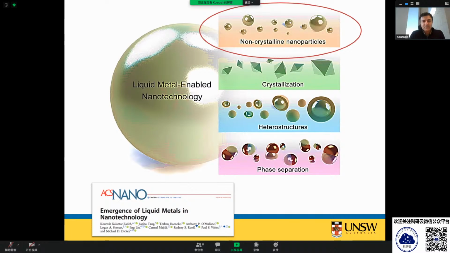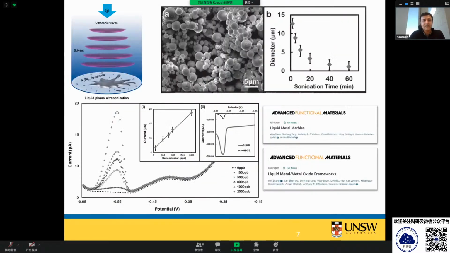Today I'm going to talk first about non-crystalline nanoparticles. These are liquid metal nanoparticles. What are they? Basically, you take a bulk of liquid metal gallium, or even bismuth tin, you heat them up, you make them liquid, and you sonicate them. During the sonication, they break down into smaller particles, very similar to when you have oil and water together, they are immiscible. When you start shaking oil and water into each other, you get droplets of oil in water. But the difference is, with oil, gradually those small droplets merge together and make a large droplet.